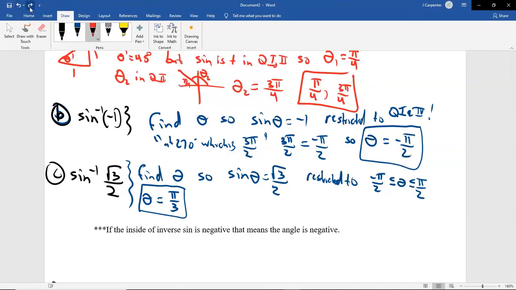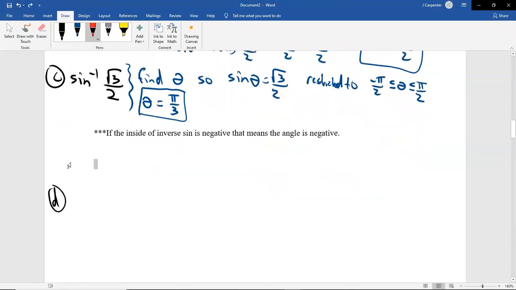Actually, on that note, let's go ahead and call it. No, we are going to do D. I'm sorry, I have enough time. I was looking at E, and I was thinking I didn't have enough time. But I should be looking at D, shouldn't I? Inverse sine of negative 1/2.